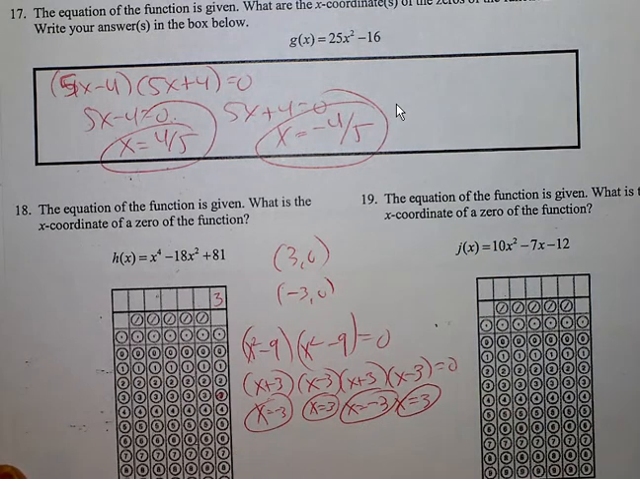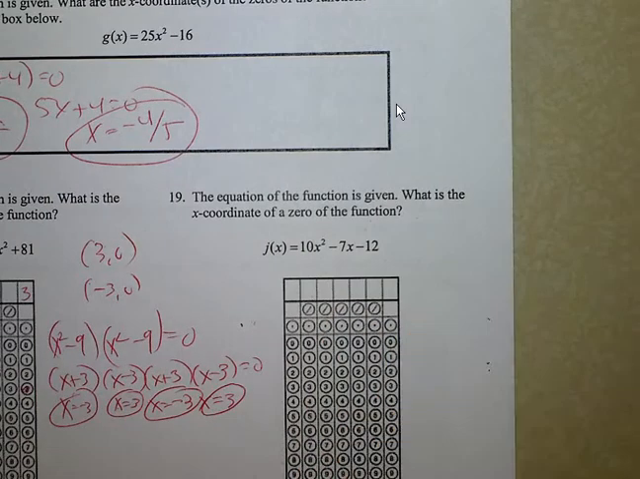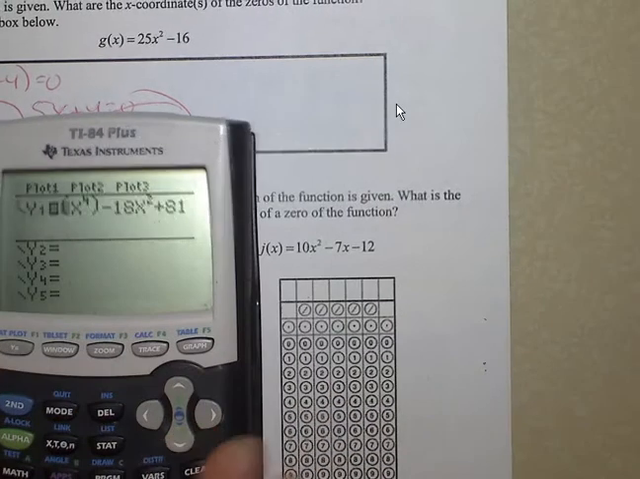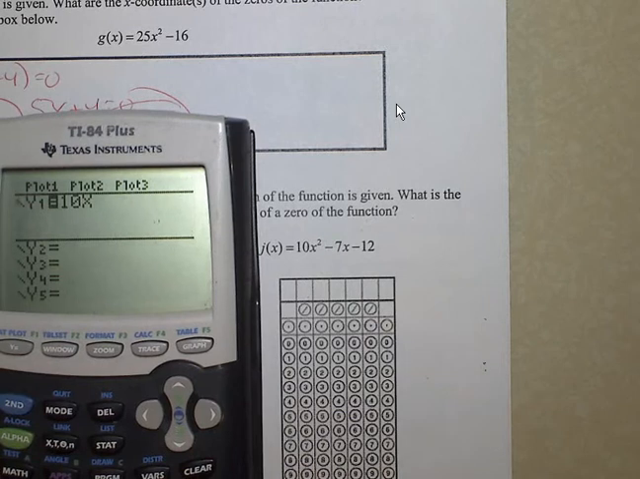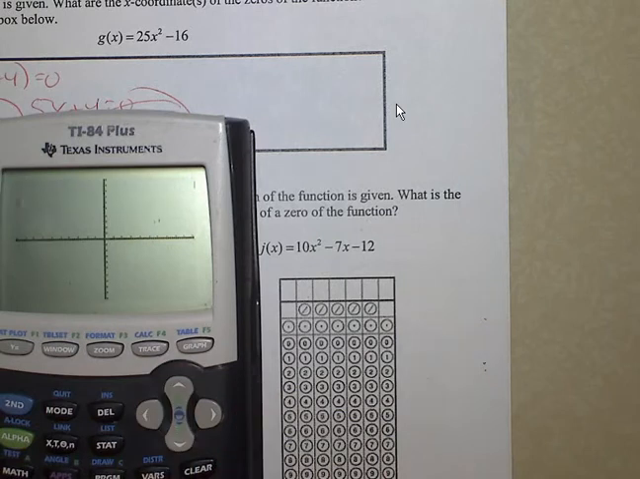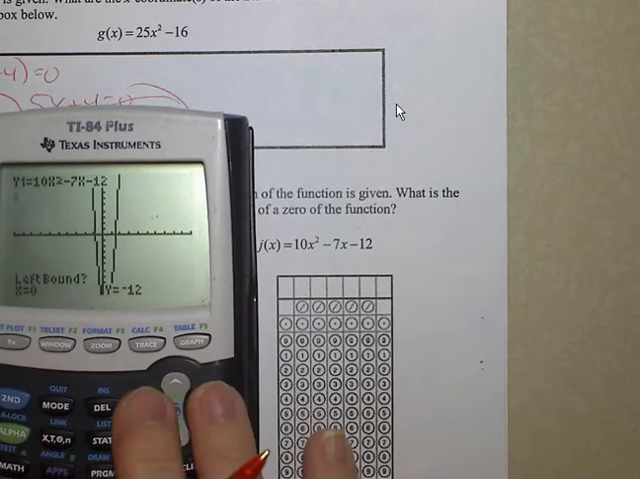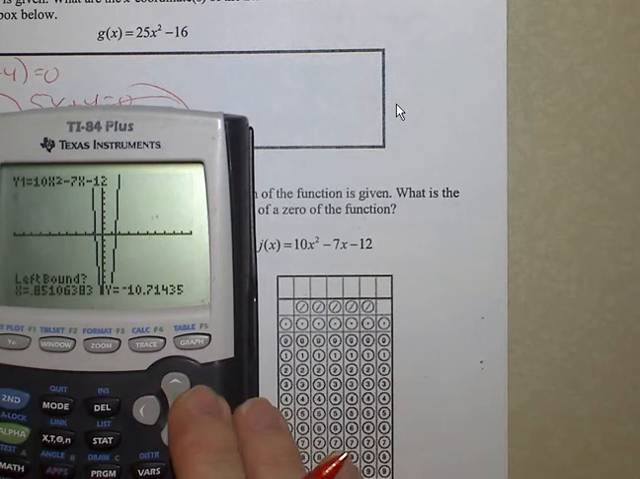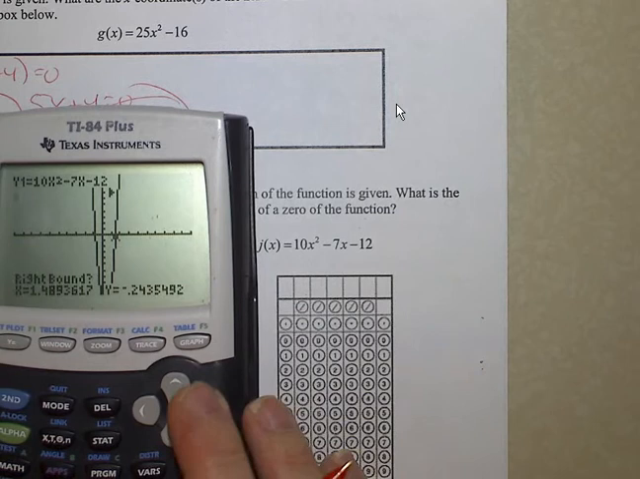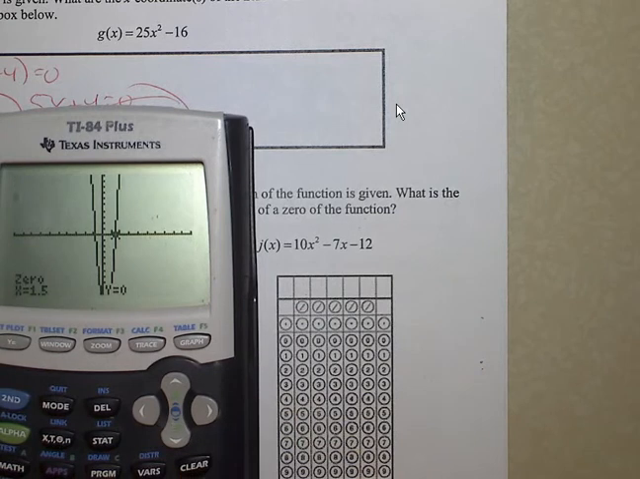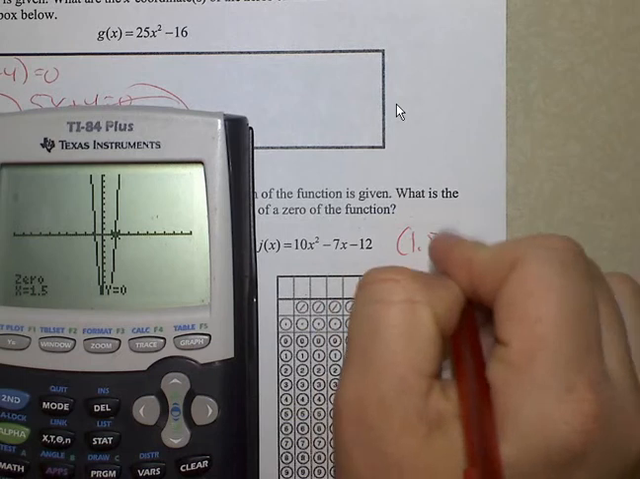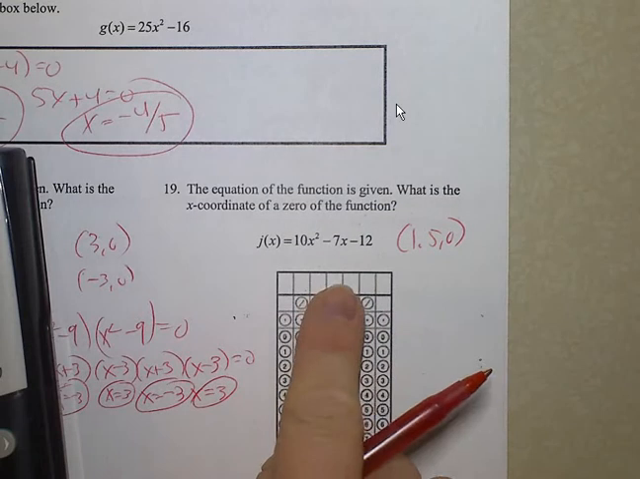Okay, let's go on to the next one. Again, you could factor and solve, or we could use a graphing calculator. Come up here, and we have 10x squared, subtract 7x, subtract 12. We graph it. Ooh, those are not looking like pretty answers. Let's see together. Second, trace 0. So here's my left bound, right bound, and back to it. Okay, one answer is nice, 1.5 and 0. Now it only gives you room in this particular one to give one answer.